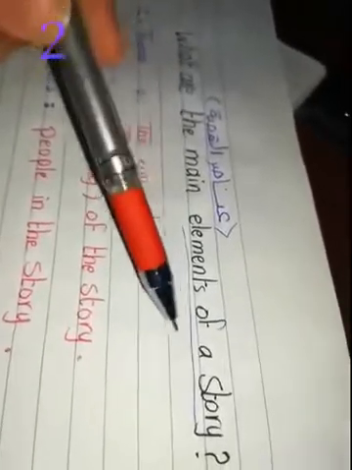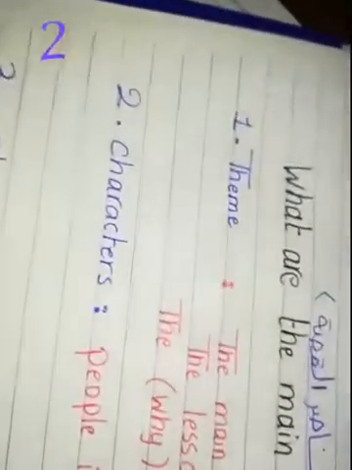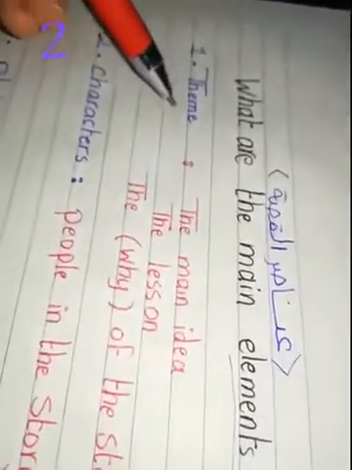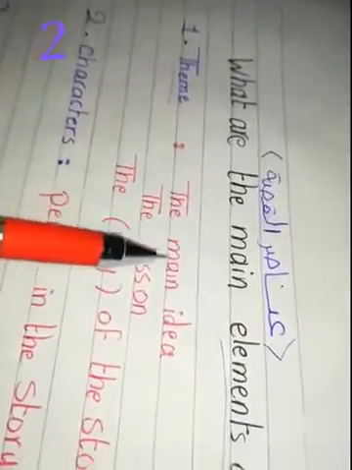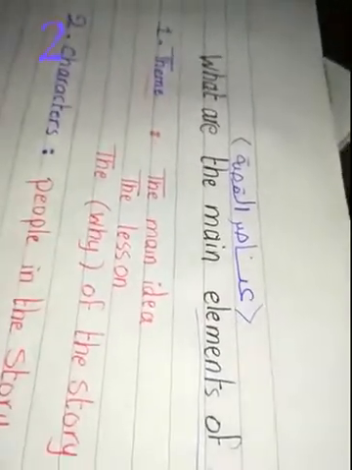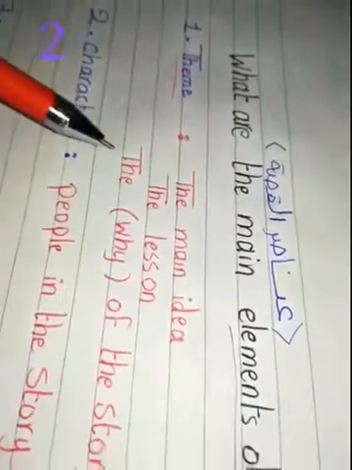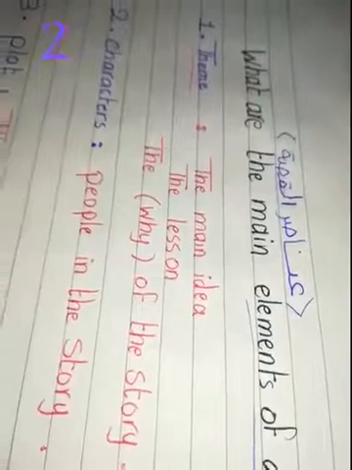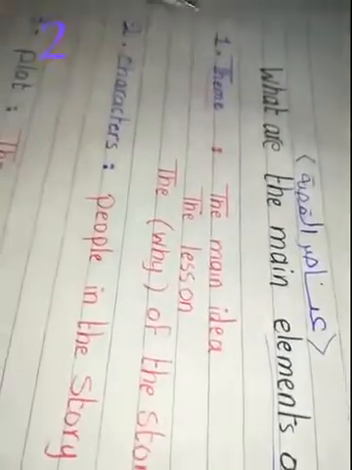Every story in this life has elements. What are the main elements of a story? You have to know that there are 4 main elements for the story: theme, characters, plot, and setting. Let's start with theme. Theme means the main idea. The lesson, the why of the story. Why did the writer write this story? Why? This is the theme.